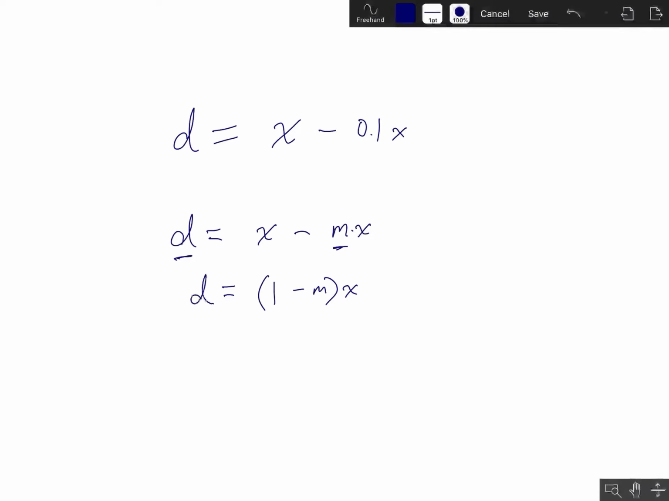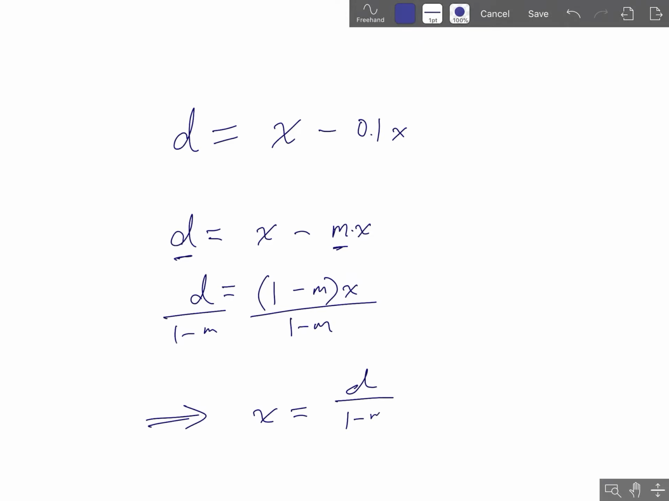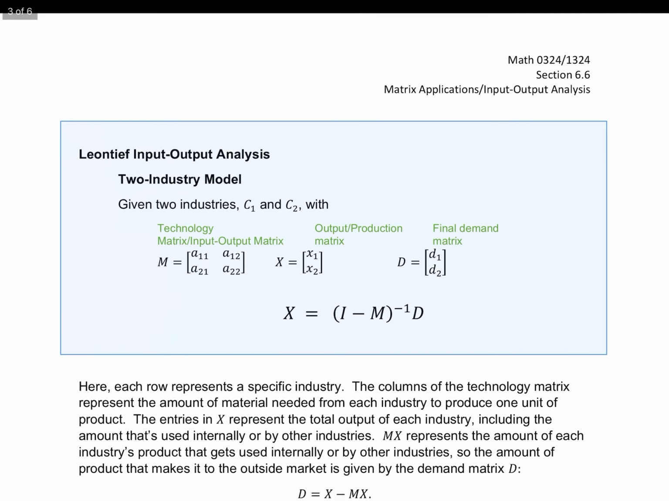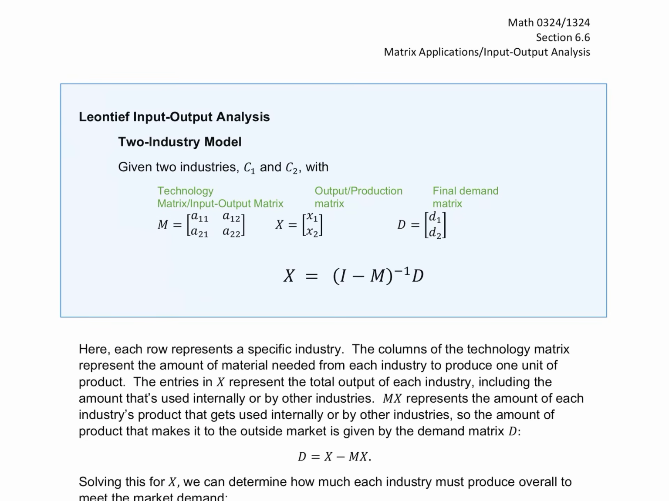And if you factor out an X from the second term, you'll have this minus M. So this is the same equation, just rewritten with X factored out. And then if I wanted to isolate X, I can finally just divide both sides by this factor 1 minus M. So in this one-dimensional case, what we'll get is that the total production that you should have in order to meet your demand would be D divided by 1 minus M. So that's what the situation looks like whenever you have this one-dimensional case.